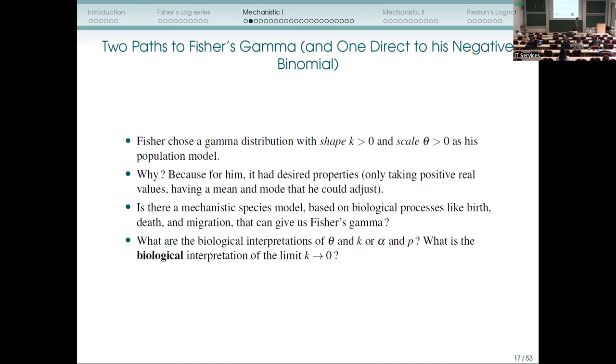Again, to repeat what I just said, I had these nice parameters, k and theta, which were just like the generic parameters. Okay, yeah?